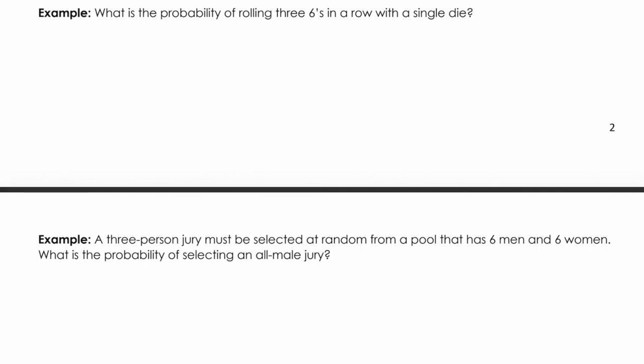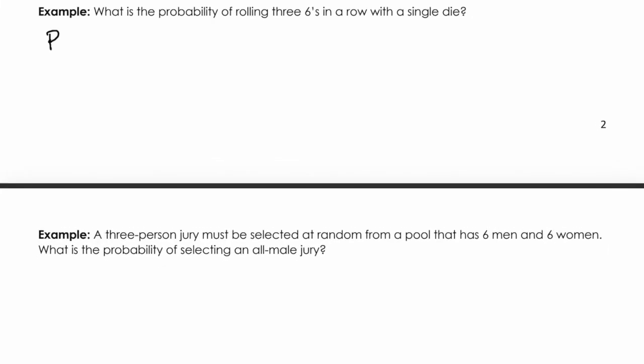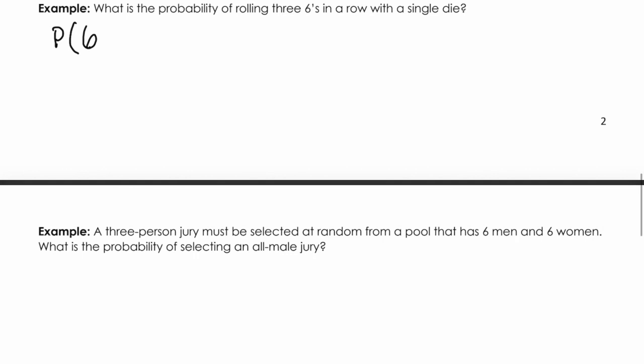What is the probability of rolling 3 6s in a row with a single die? So we want to find the probability that we get a 6 on the first roll, and a 6 on the second roll, and a 6 on the third roll. Because we're using and statements here, the first thing we need to do is determine if these events are independent or dependent. We know we're going to have to multiply, but the question is, are we going to have to use the conditional probability, or are we just going to have to multiply the probability of the events together?